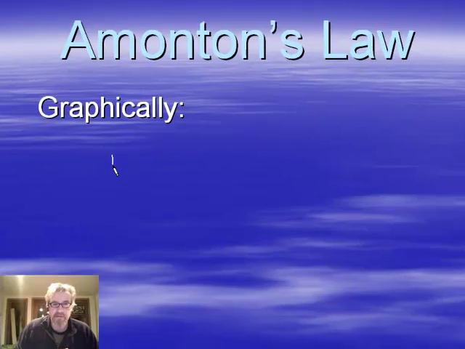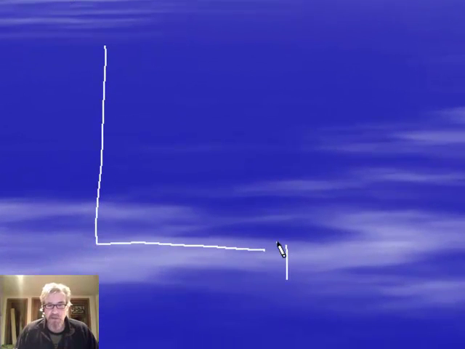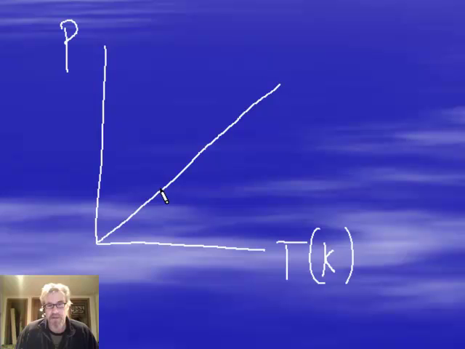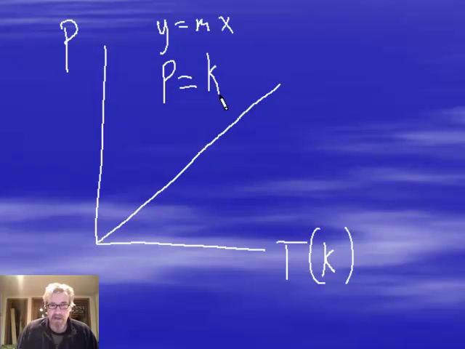Graphically, here's what that looks like. Again, I'm going to use Kelvin temperatures here. Starting with Kelvin temperatures at 0, as the temperature gets bigger, the pressure gets bigger, and it's a direct proportionality. So, straight line, y equals mx plus b, but there's no b here because b is 0. Y-axis is P, a constant number, that's the slope, is m, and temperature in kelvins is x.